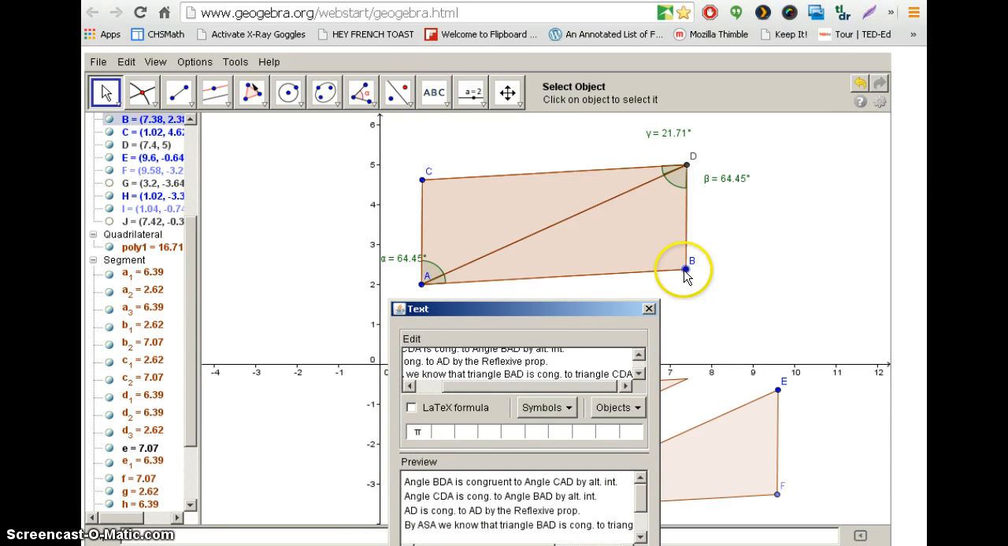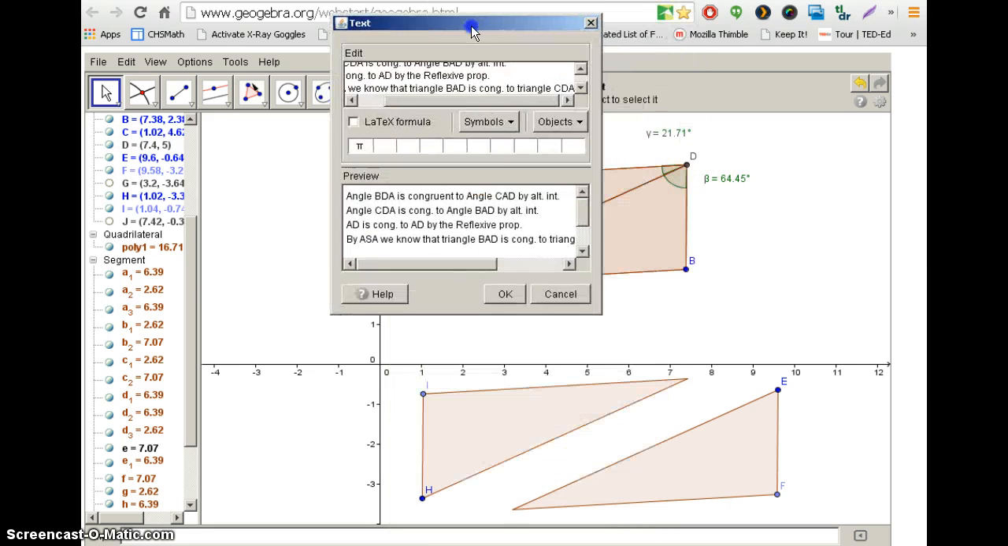If I go long side here, B, long leg to A, across the hypotenuse, and then end here, omitting the short leg, I need to do the same thing here. Long leg across the hypotenuse, omit the short leg. So I went BAD is congruent to CDA.